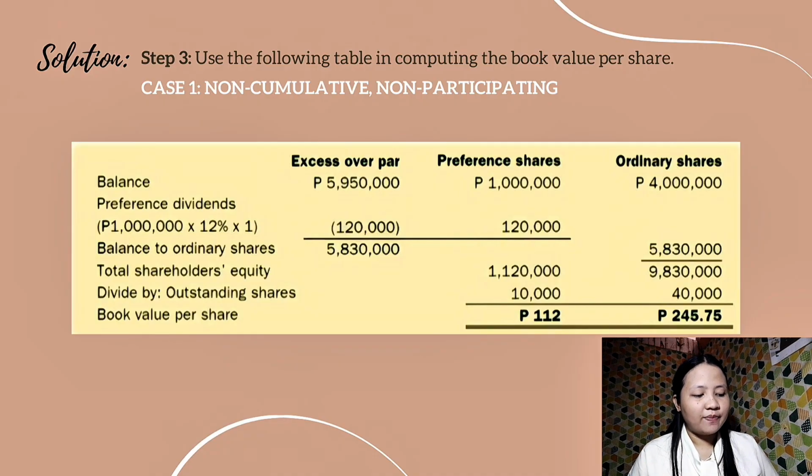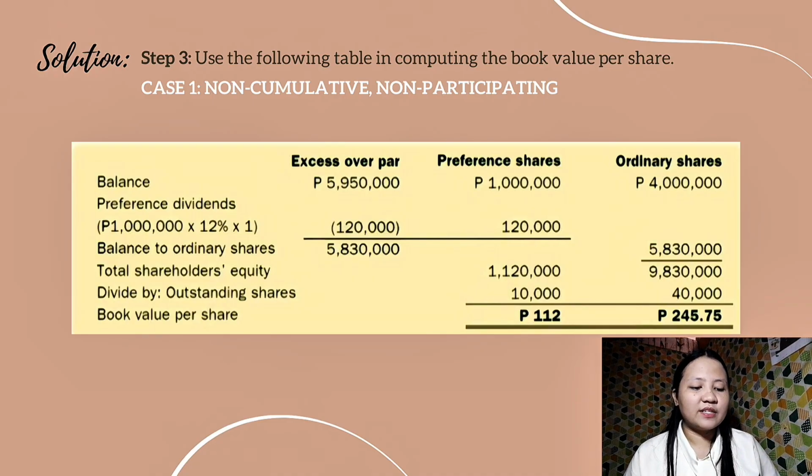So that comes from the total shareholders' equity of 10,950,000 less the preference shares of 1 million and minus the ordinary shares amounting to 4 million. So we get the amount of 5,950,000 excess over par.